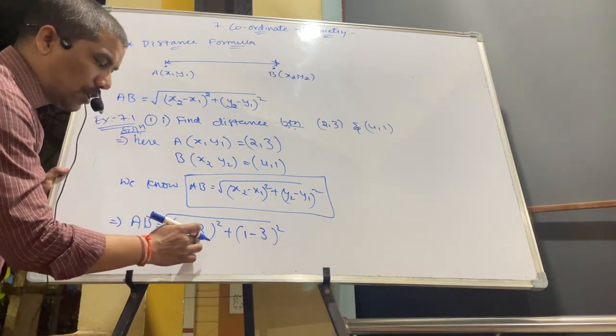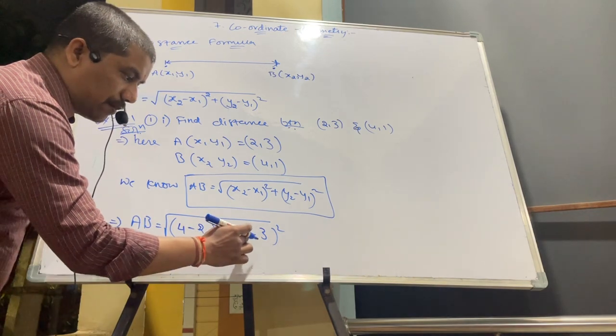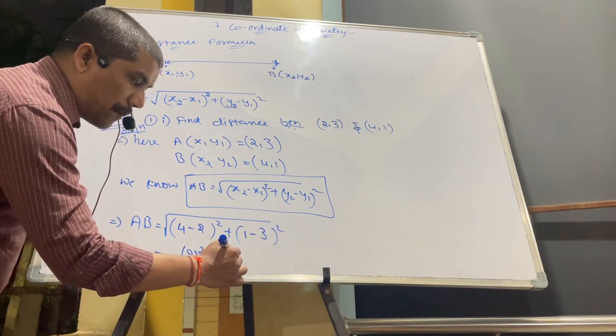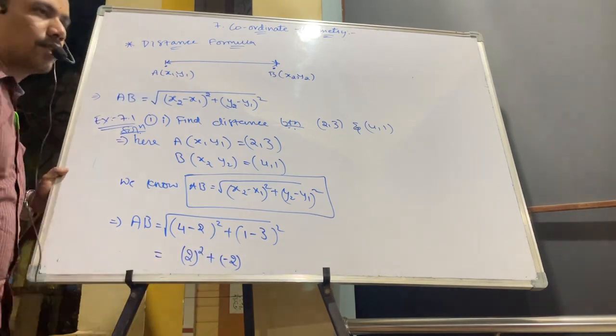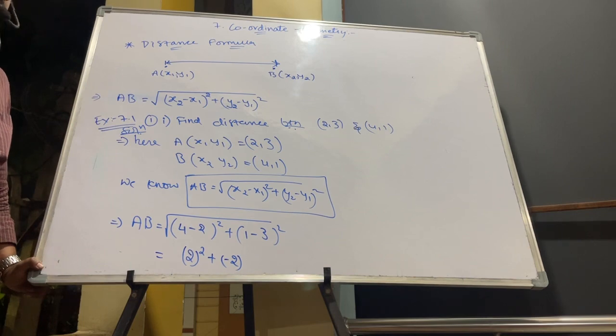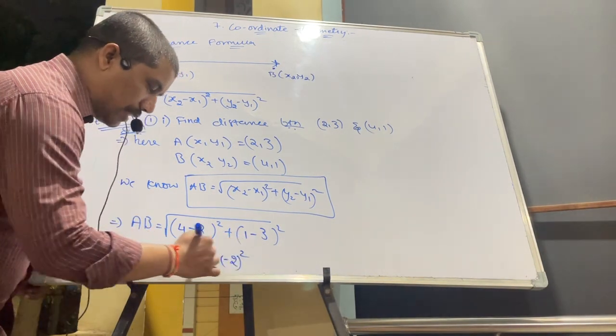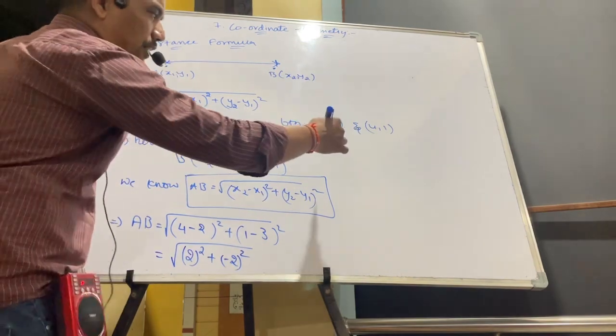Now 4 minus 2 how much? 2 whole square. 1 minus 3 how much? Minus 2. Don't ignore the minus, or else you will lose so many marks, not only in 10th, in your future also. Clear? I'll literally reduce the marks if you miss even one single minus. So this is minus 2 whole square. Continuation here.